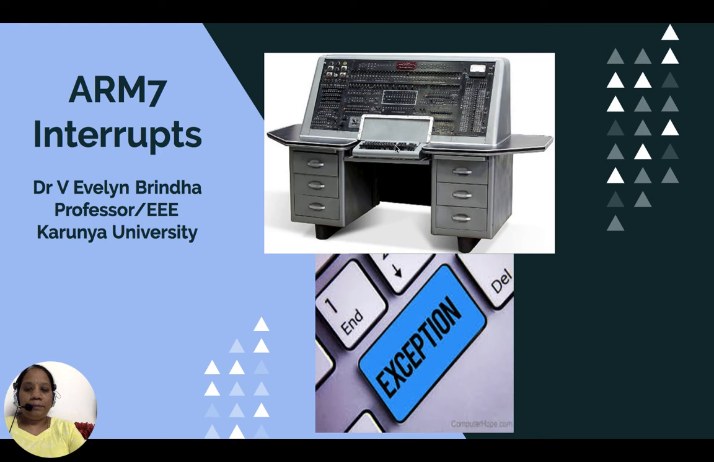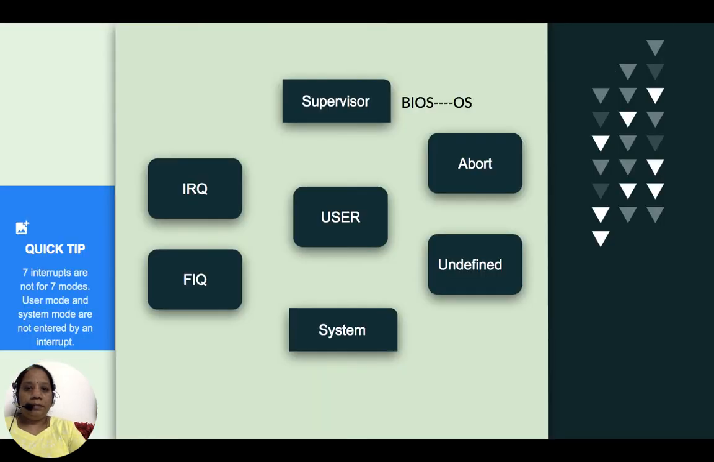in the ARM7 processor. Before we see the interrupts, we have already seen the operating modes of ARM7. These are the 7 operating modes. We saw that in the previous video. You might think that there are 7 operating modes, and so there are 7 interrupts, so all 7 operating modes are entered using the 7 interrupts. No, that is not the truth.